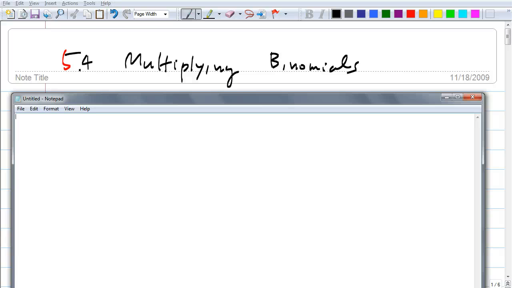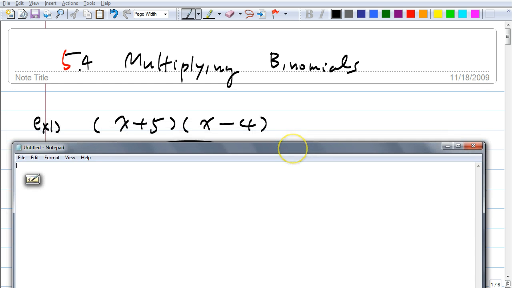Okay, today we're going to talk about multiplying binomials, and this is pretty much a review if you think about it. So let's look at our first example. x plus 5 times x minus 4. You can see we have two binomials multiplying. Do you think it's a good idea to change it to addition first before I multiply?